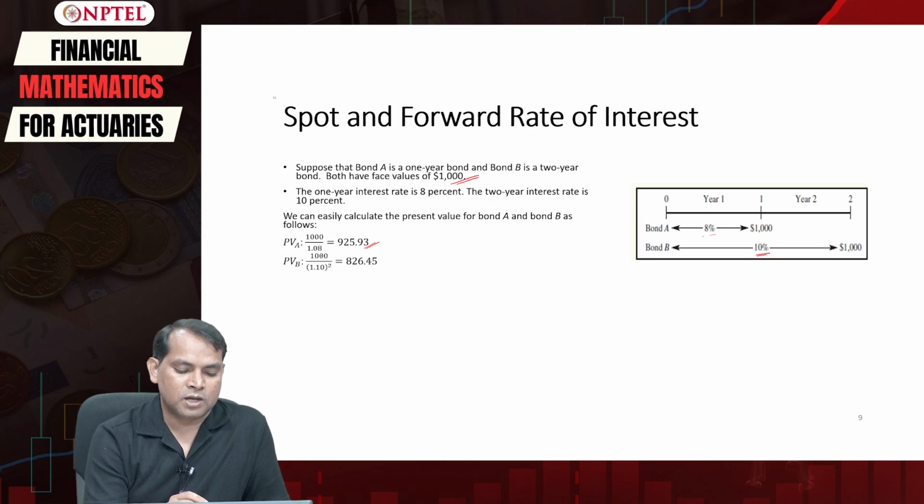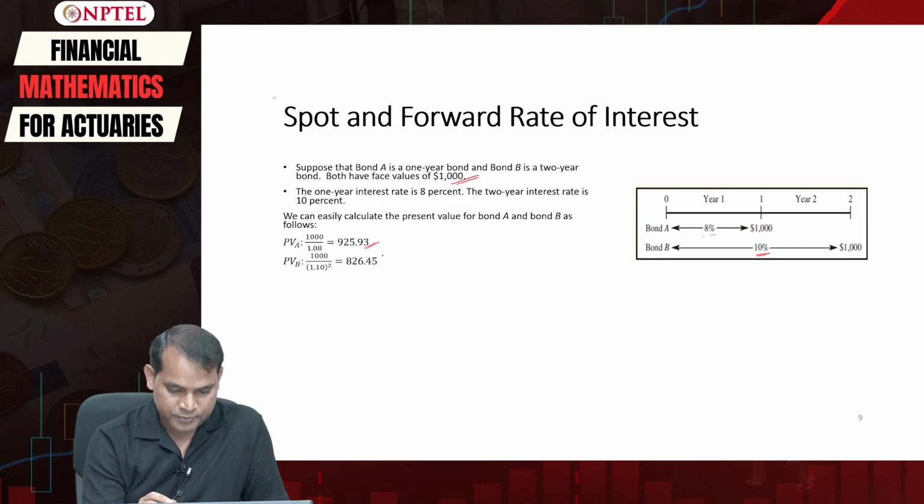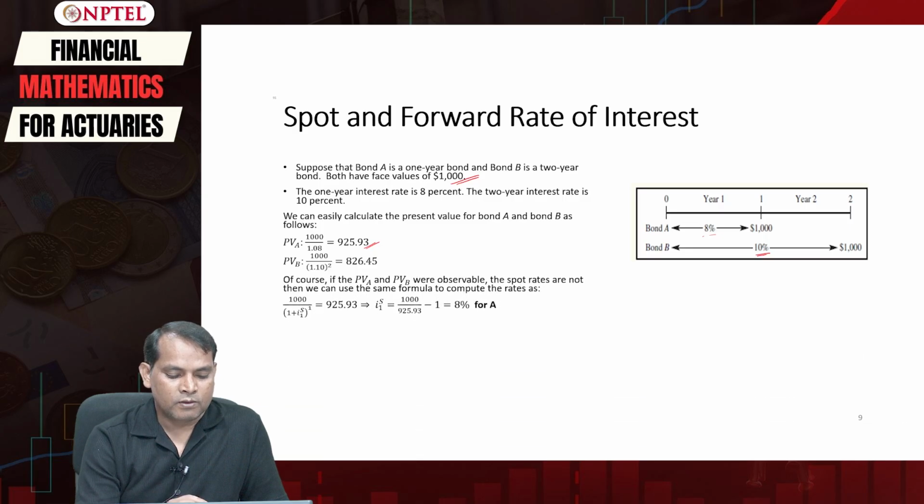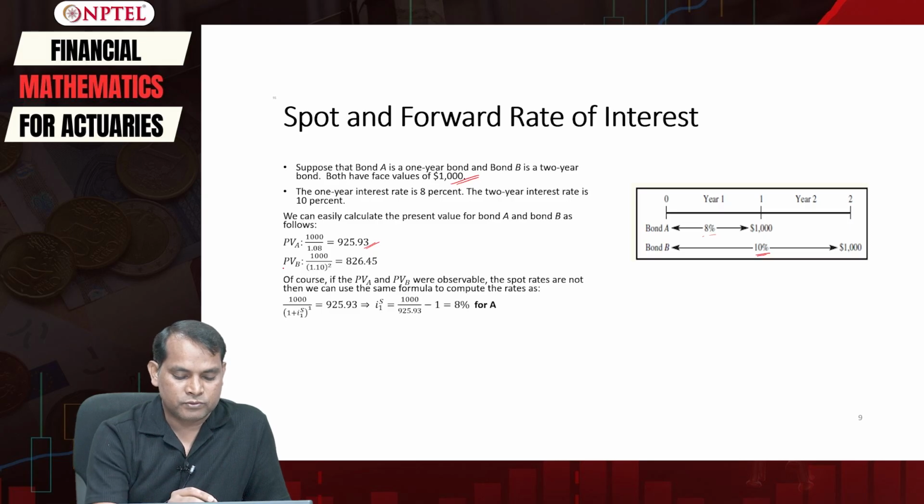So we will simply have 1000 divided by 1.10 to the power 2, which will give us a value of 826.45, again rounded up. Now you can use your calculator to get this value. It will be very easy, so I am not doing it again for you. Of course, if the present value of A and present value of B were given and the spot rates are not observable, then we can use the same formula to compute the rate.